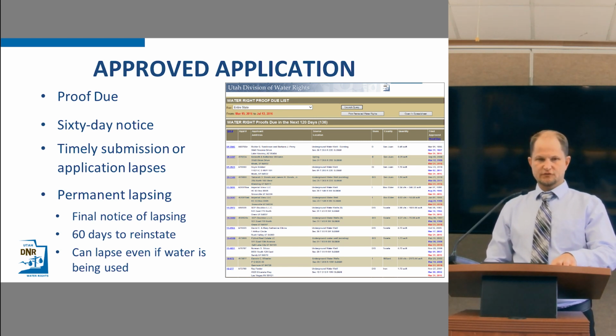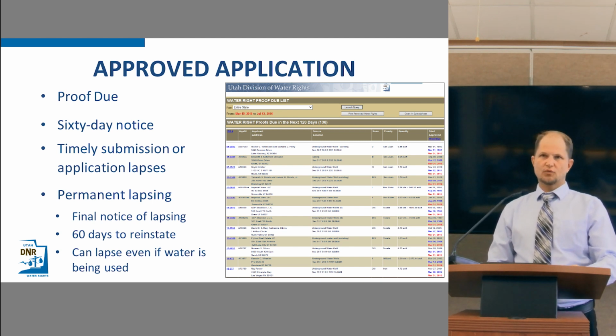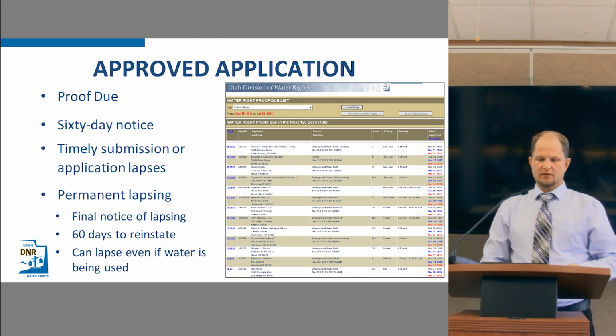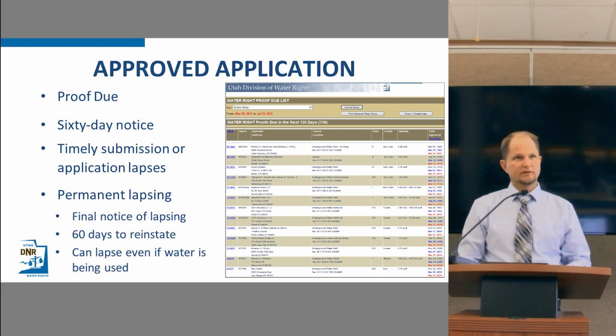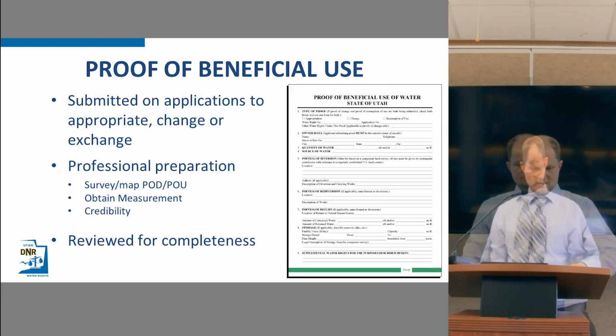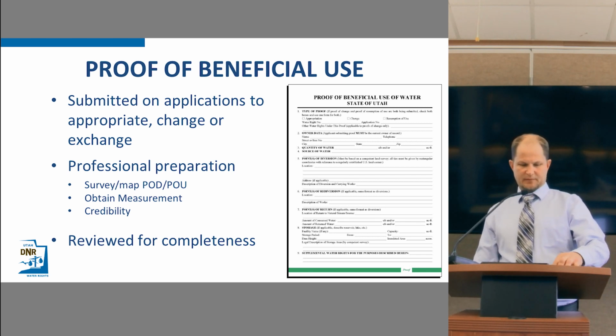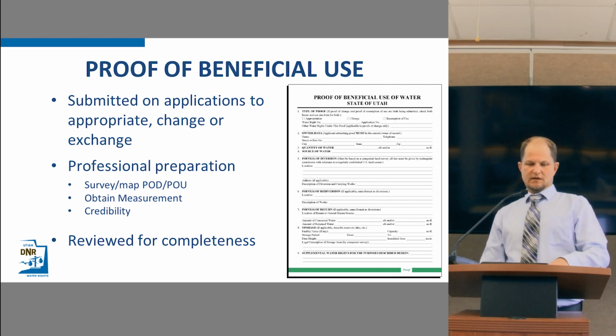Proof of beneficial use is submitted on an application to appropriate, a change application, or an exchange application. The forms for preparing the proof can be found on the division's website. You can pick them up in person, or forms can also be mailed or emailed by request. The proof must be prepared by a professional engineer or land surveyor who is licensed in the state of Utah. They will be responsible for the accuracy of the proof.